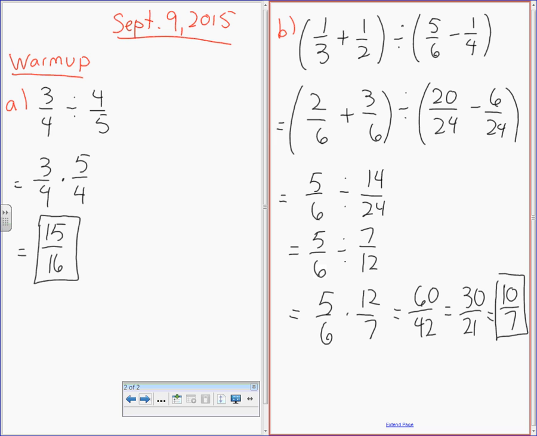You always want lowest terms. You want the most direct answer you can, because when you're dealing with algebra and stuff, you don't want a number this big. It's very difficult to deal with, right?